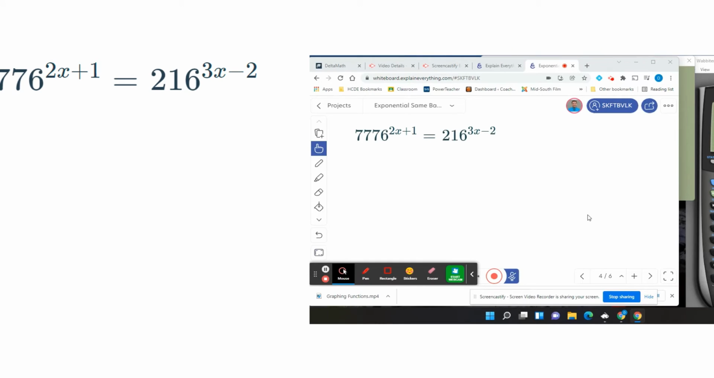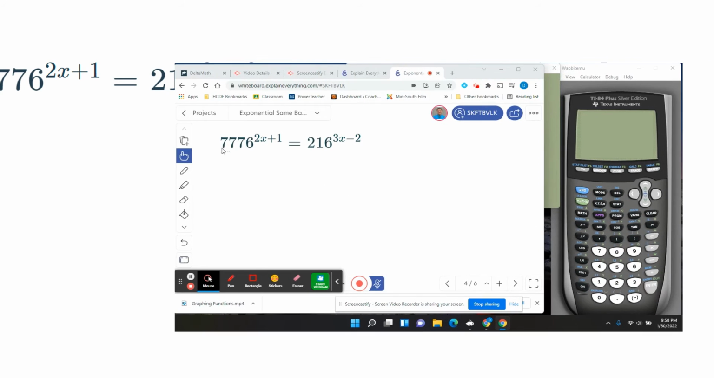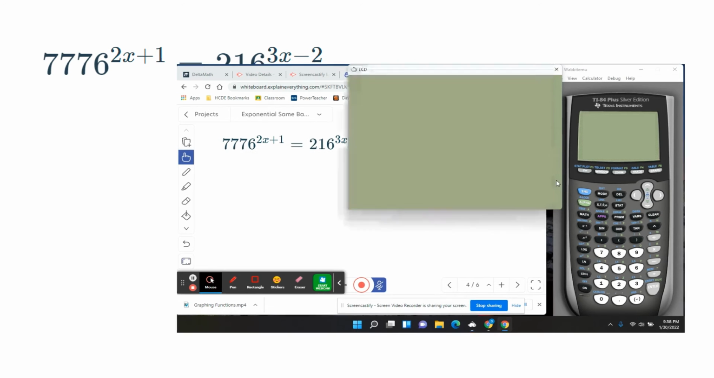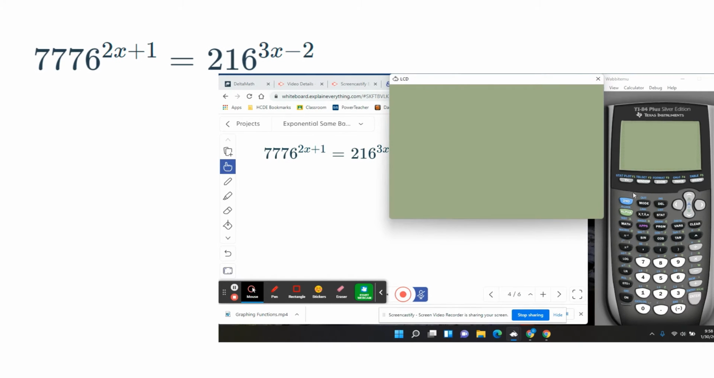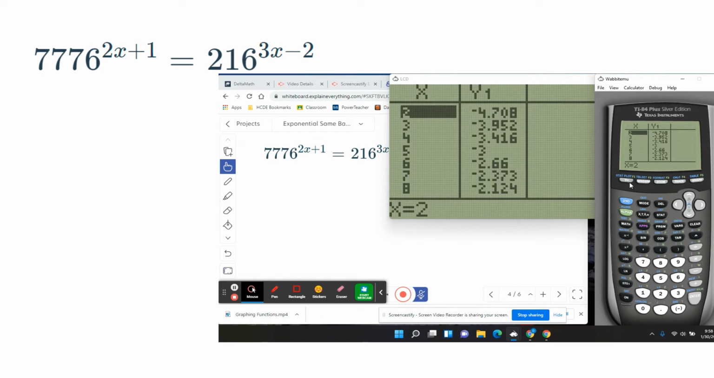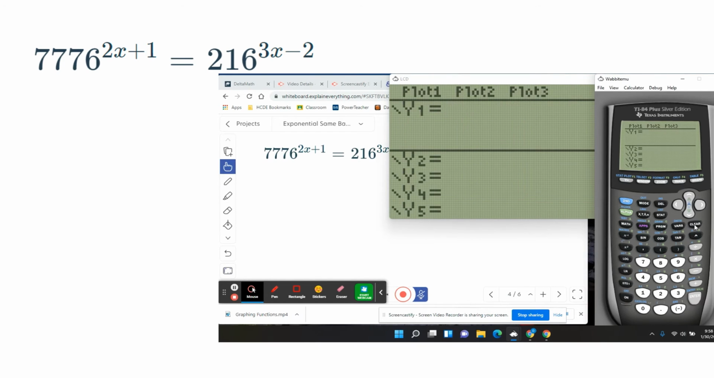What I'm going to show you is how we can use a calculator to help us find a common base on these very unfamiliar numbers. We want to get a common base so that we can cancel it. So we're going to check out the numbers 7,776 and 216. So what I'm going to do is go to my y equals, and I'm going to type in this.